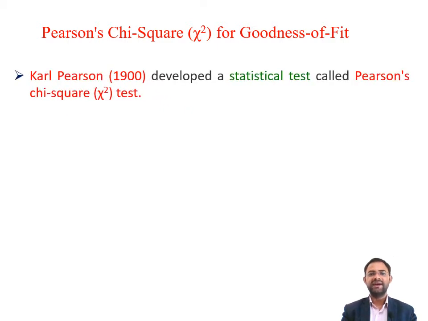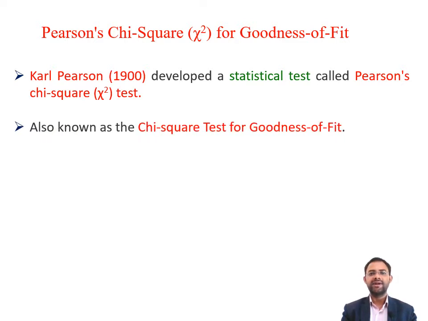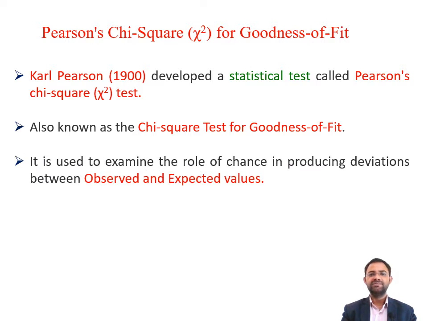Now, an important question to answer in any genetic experiment is how can we decide if our calculated data fits any of the Mendelian ratios. In this way, Karl Pearson made a most significant achievement in 1900 when he developed a statistical test called the Pearson chi-square test, also called the chi-square test for goodness of fit. The Pearson chi-square test is used to examine the role of chance in producing deviations between the observed and expected values.